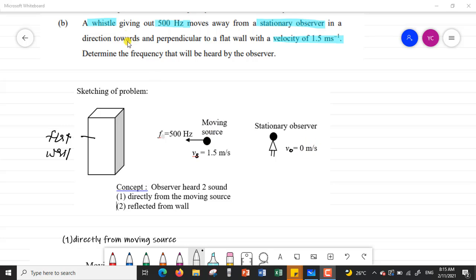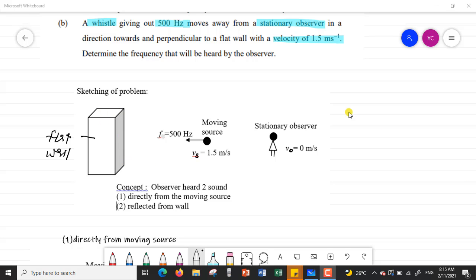So the vessel is moving with a velocity 1.5. So vessel is the source. So we have the velocity of source is 1.5 meter per second. And this moving source is moving towards a flat wall. So this is the flat wall.